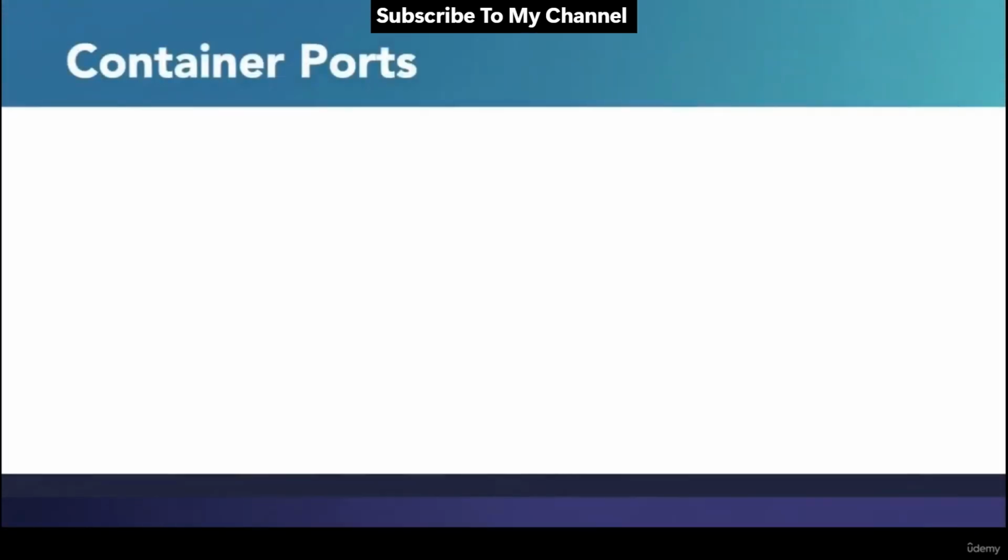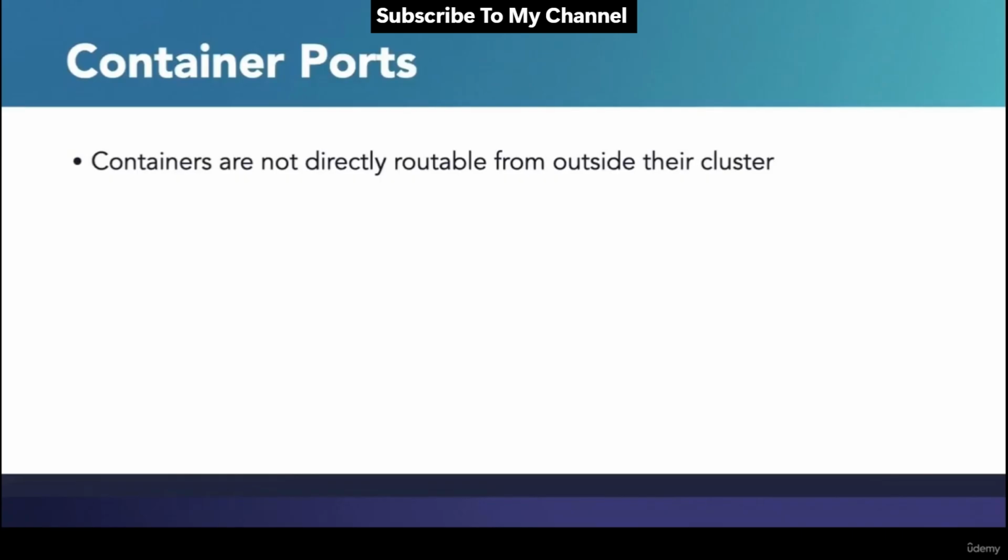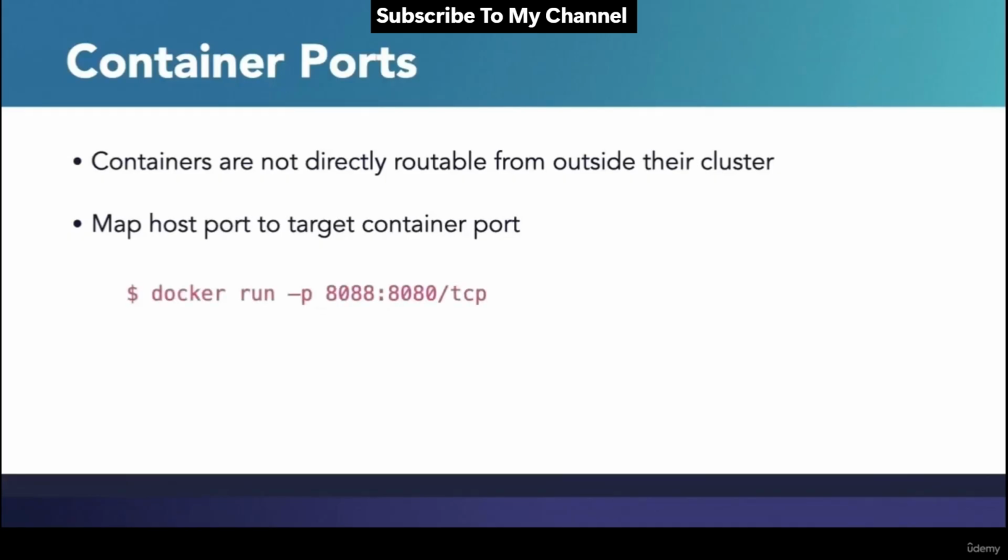Even with the bridge network, containers are not directly routable from applications outside the cluster. So how do containers communicate with the outside world? You will need to map a TCP or a UDP port on the host network interface to a target container port. When executing the Docker run command, you specify this mapping with the -p or --publish option. For example, this command will forward traffic on port 8088 of the host to port 8080 of the container.